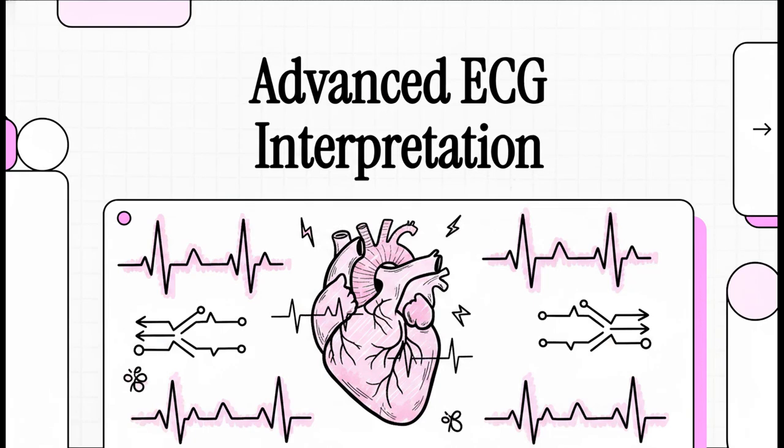Welcome. In this advanced explainer, we're going to deconstruct the systematic method you absolutely need for interpreting those really complex ECGs. We're going to focus on the fine-tuned diagnosis of cardiac hypertrophy and the whole spectrum of conduction system blocks. We're talking everything from simple bundle branch blocks all the way up to advanced multifascicular disease.